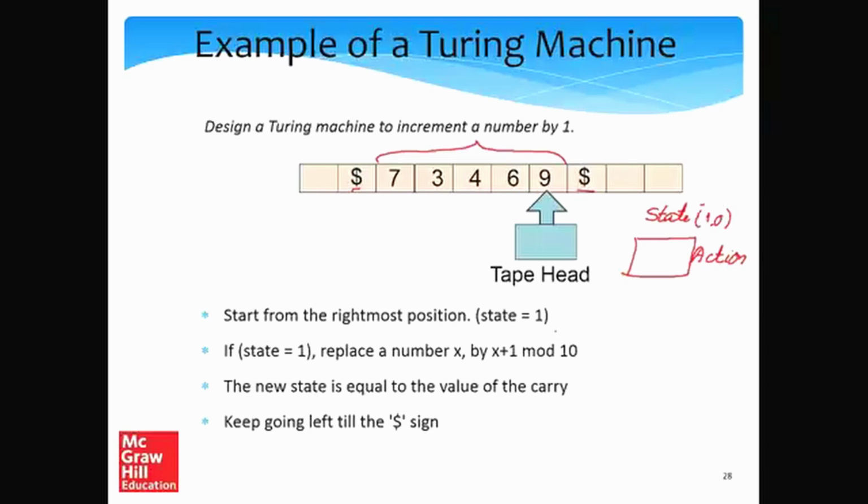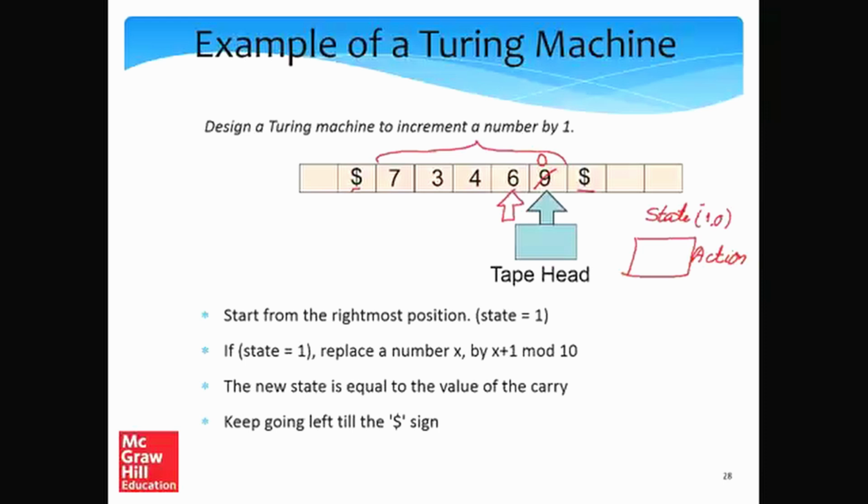So here is how we would start out to construct the action table. We'll start from the rightmost position with a state equal to 1, which means that 1 needs to be added. If the state is equal to 1, we replace whatever number x is there with x plus 1 mod 10, which means that we replace 9 with 0 in the first round. The new state will be equal to the value of the carry. Since I added 1 to 9, we still have a carry of 1. So the next state will be 1, and the tape head will now move over here.